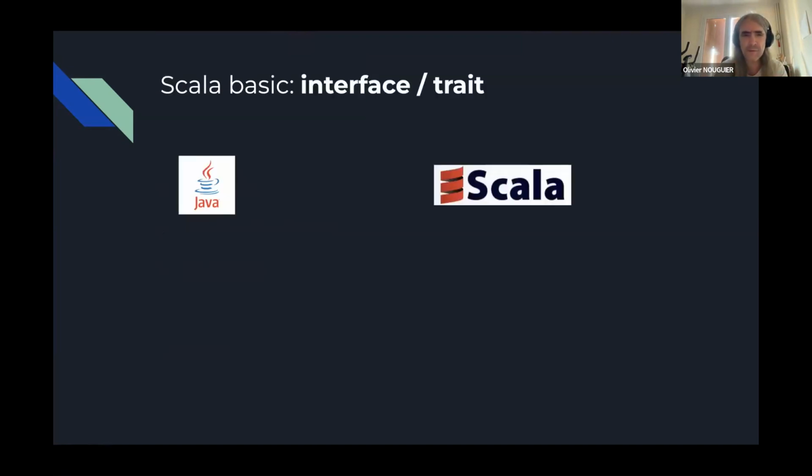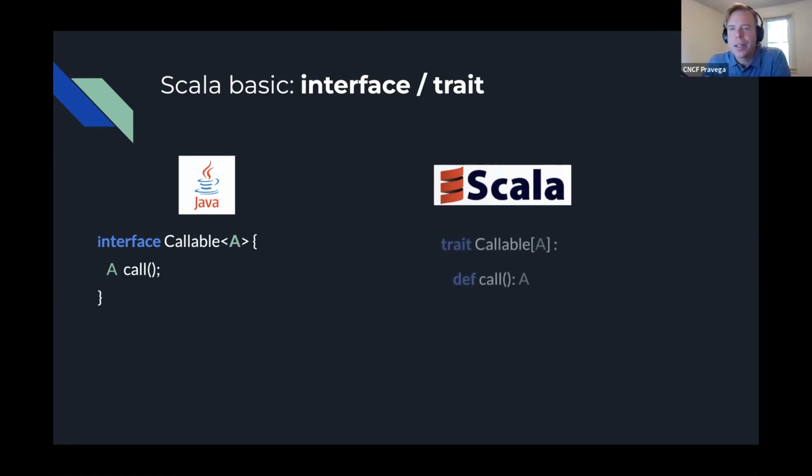So the very basic difference between Java and Scala. It's more syntax stuff. You all know the interface in Java with the angle brackets, the superior and inferior signs. And in Scala we have square brackets to define generic parameters, and the return value is at the other side of the line, at the end of the line, and nothing more.